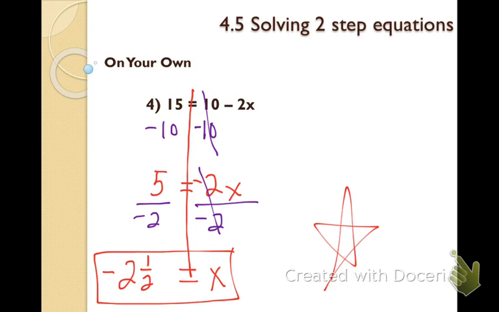Again, the point is not to get these done fast, guys. It's to get them done correctly. So check your work and go back and fix the on your own problems if you made a mistake. All right, nice job.